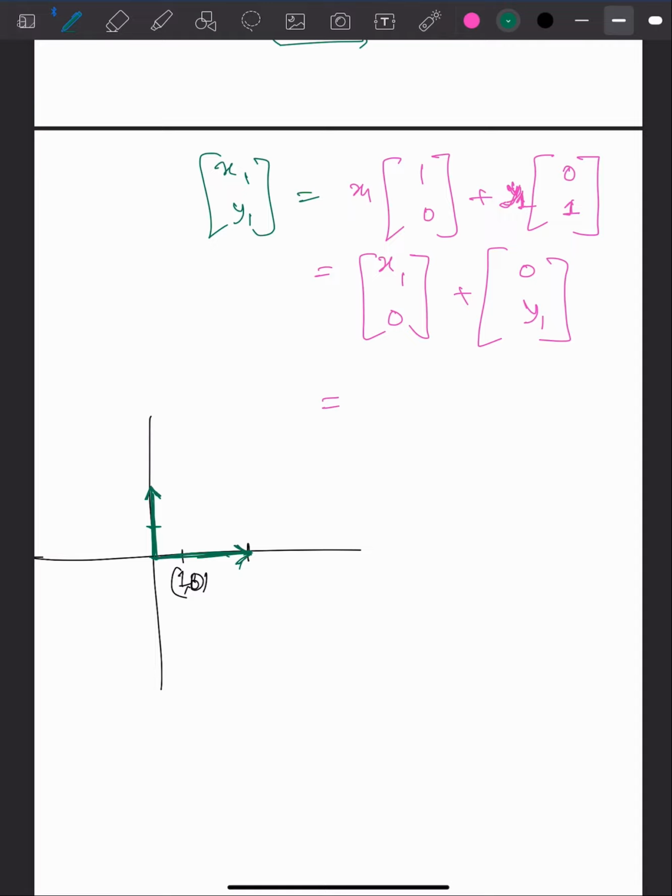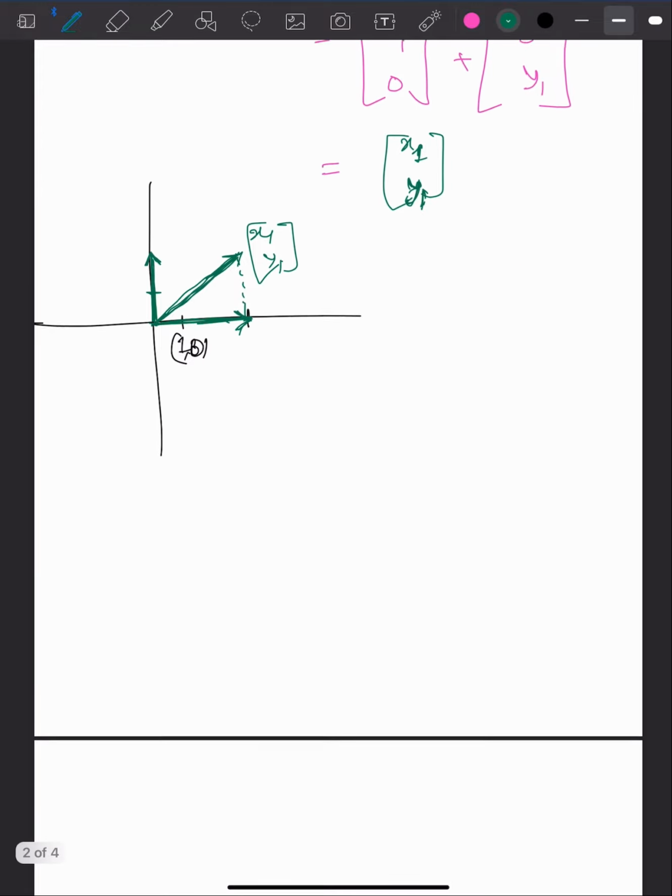And by adding these two, we can get the resultant vector, which is x1 and y1. So this is x1 y1. This is how we can represent any vector with basis vectors in a two-dimensional plane.